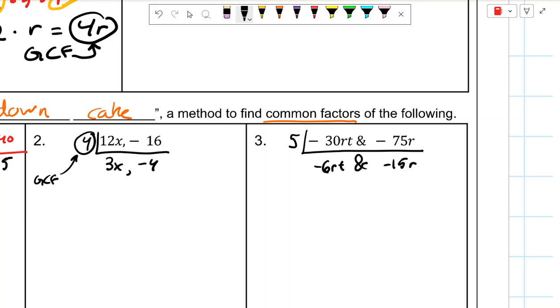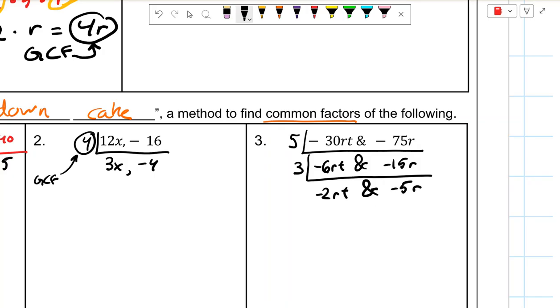Okay, then you look at negative 6 and you look at 15. You're like, hey, 3 goes into both of those. So you make another layer. And 3 goes into negative 6, negative 2 times. And leave the rt with it. Try to make that ampersand sign again. That's better. And negative 15 divided by 3 is negative 5r.